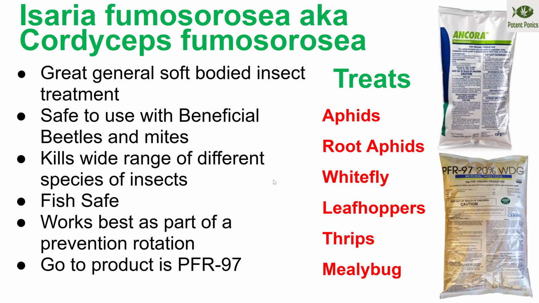So Isaria fumosorosea, which is now called Cordyceps fumosorosea, is primarily found in the products PFR-97 and Ancora. This is a very similar compound to Beauveria bassiana. It kills hundreds of different types of insects, and can be combined with Beauveria bassiana at application. So you can do 50-50, or you can do a full blast dose of each, if you're fighting a particularly nasty outbreak or you don't know what insect it is that's attacking your stuff.